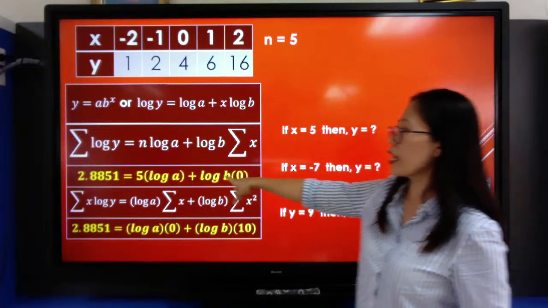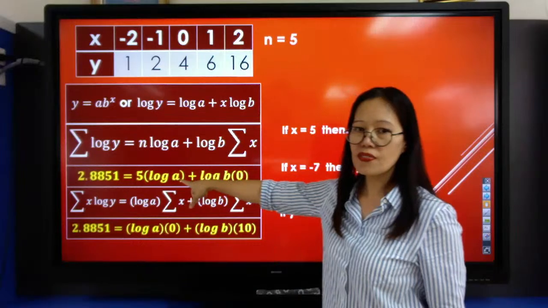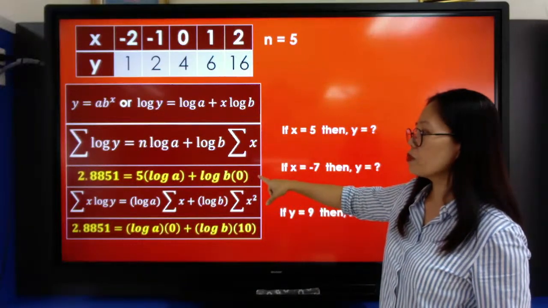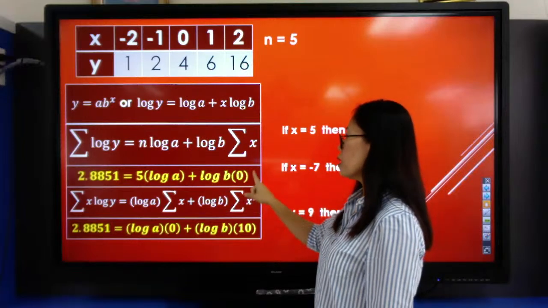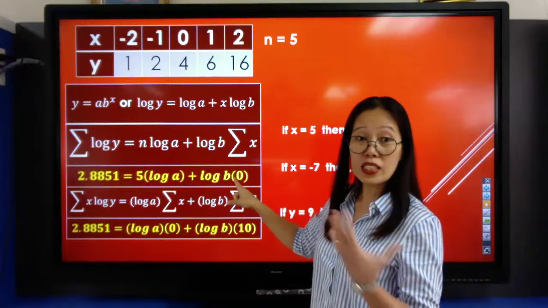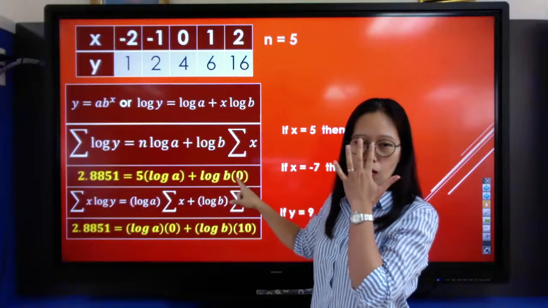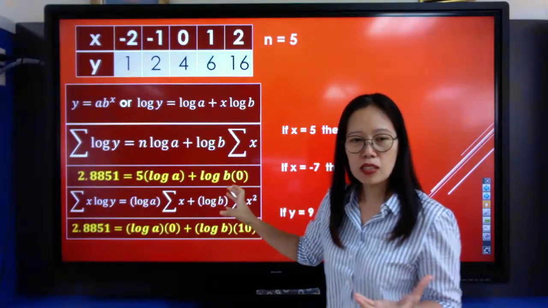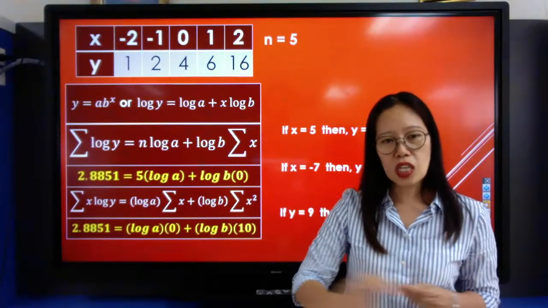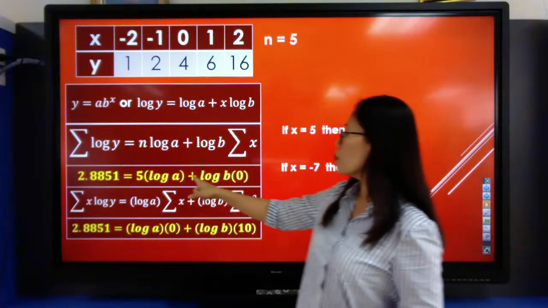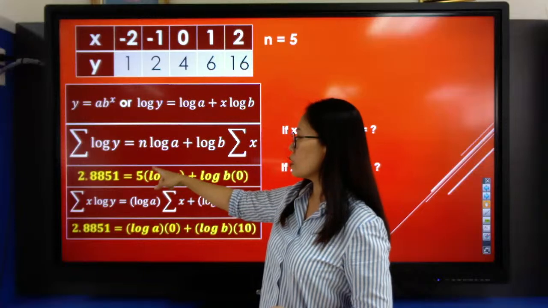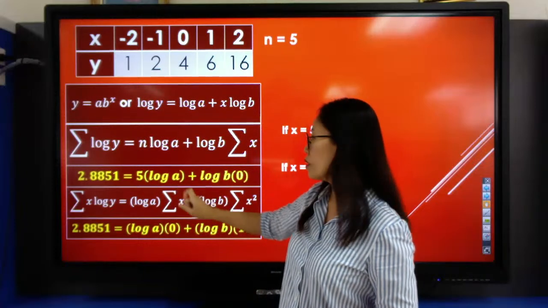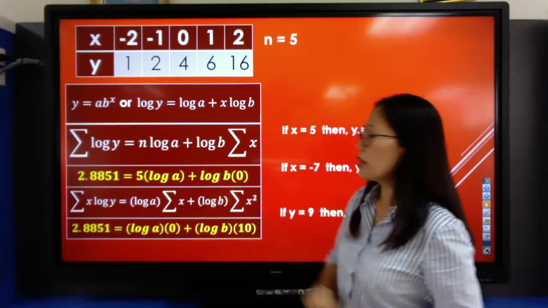How can we solve for A? We need to use our first normal equation here, right? So you can see here that logarithm of B times 0 will turn to 0, because any number that you multiply by 0 will turn to 0. So we will be having only 2.8851 is equal to 5 times the logarithm of A.